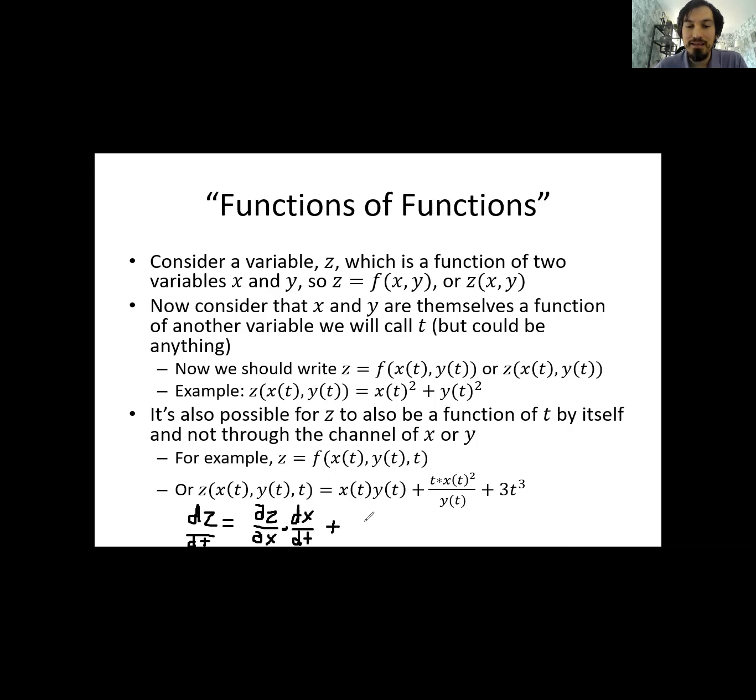I actually need to add to that dz dy times dy dt. What is this part? If I allow t to change, it could have some effect on y, that's dy dt. And that changing y could have some effect on z, that's dz dy. So I have to take the x channel and add it to the y channel. And now there's a third part I have to add, which is the direct effect of t on z.